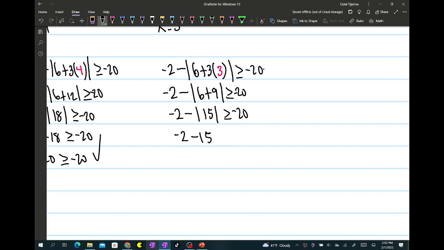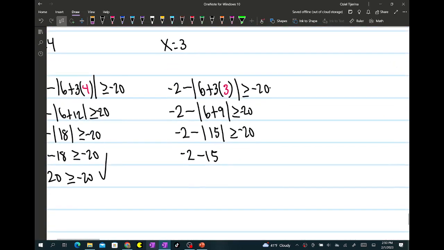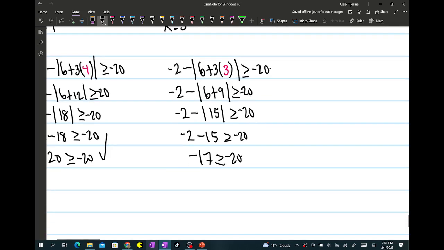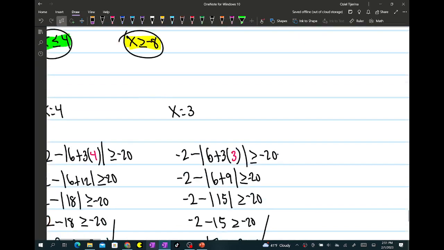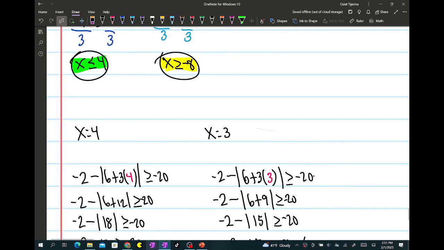I get negative 2 minus 15, and then I get it's greater than or equal to negative 20. I get negative 17 is greater than or equal to negative 20, which is true, right? So this works. So we can clearly say that x is less than 4 works. Less than or equal to 4, excuse me.